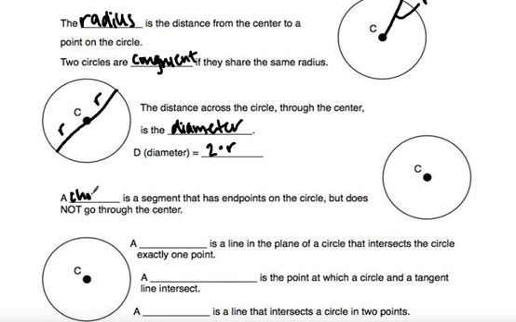A chord is a segment that has endpoints on the circle but does not go through the center. For example, here is a segment that has 2 endpoints on the circle but doesn't actually pass through the center.